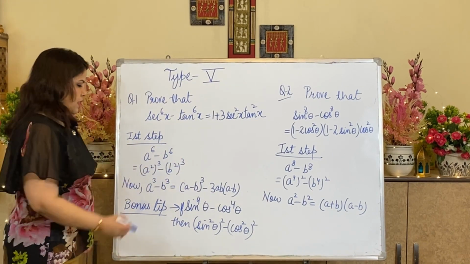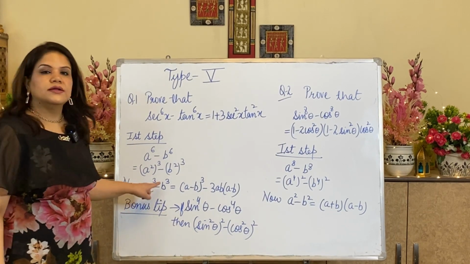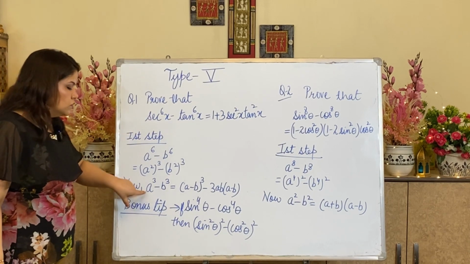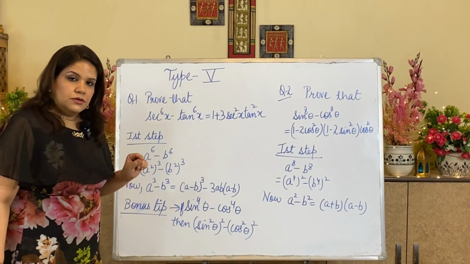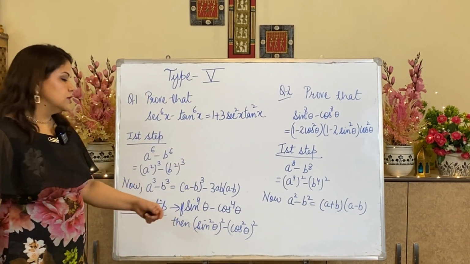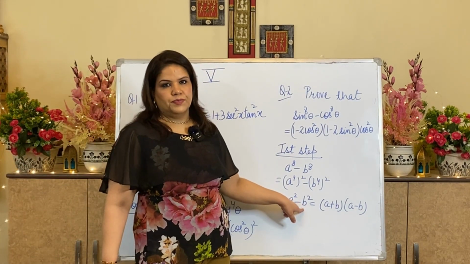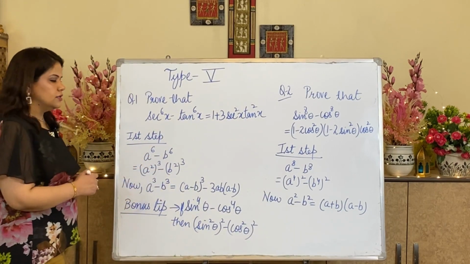this formula. You know the formula of a cube minus b cube. So for power 6, I will convert this into the form of a cube. For 8 and for 4, I will convert this into the form of a square minus b square. And then it will become very easy for me. Now how to do that?